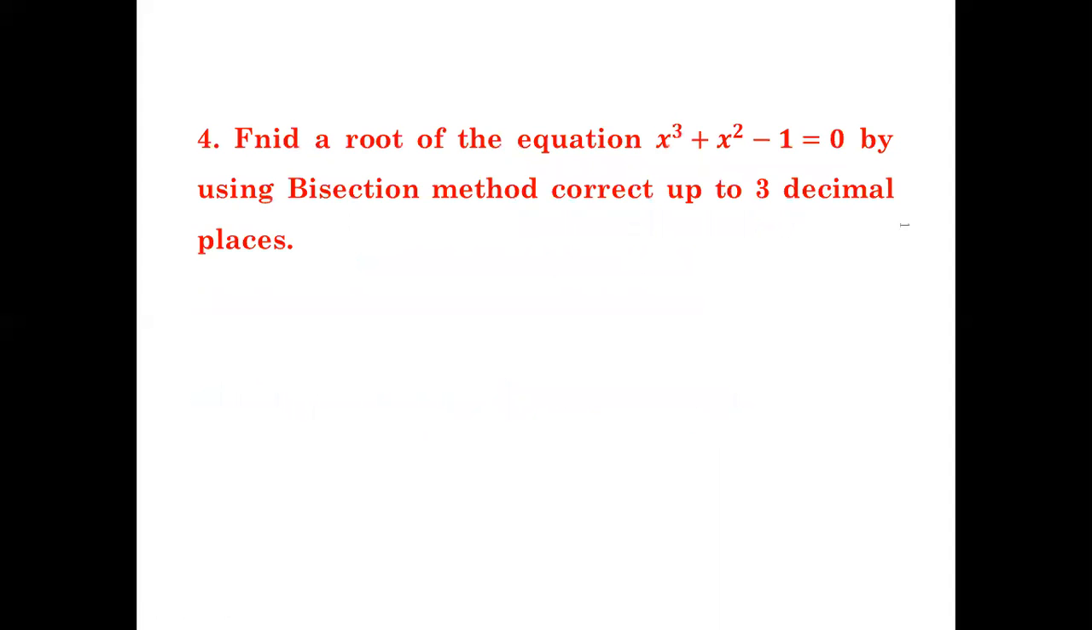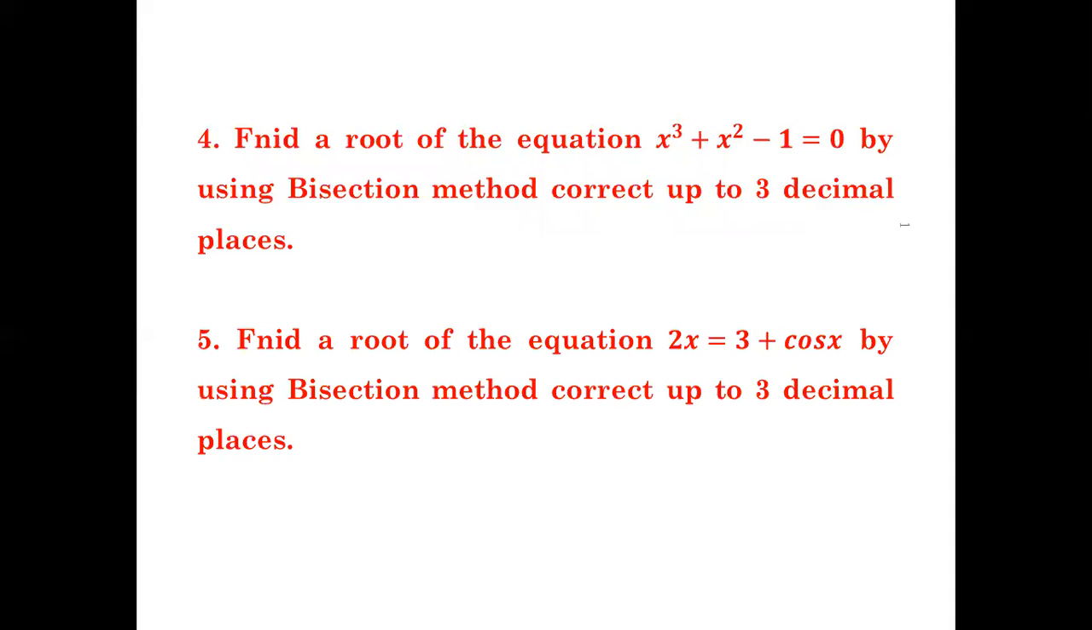Next, an exercise problem. Find the root of the equation x cubed plus x squared minus 1 equals 0 by using the bisection method, correct to 3 decimal places. One more example to work out. Find a root of the equation 2x is equal to 3 plus cos x by using the bisection method, correct up to 3 decimal places.